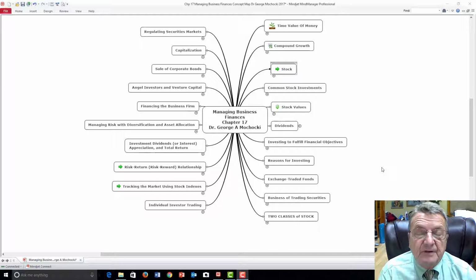Investing to fulfill financial objectives. Reasons why we should be investing. Exchange traded funds, what that is. Business of trading securities. And securities are stocks and bonds, or IOUs. Two classes of stocks. Individual investor trading.